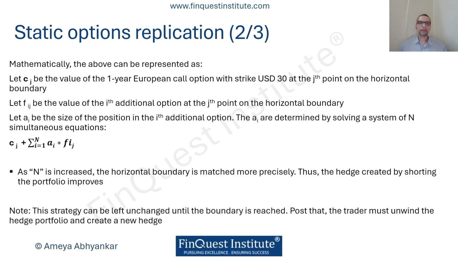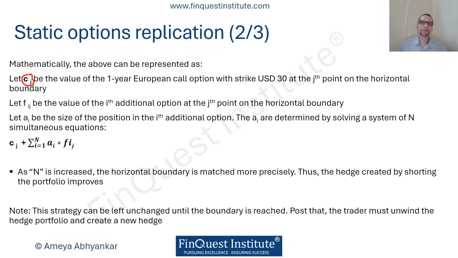Now, let's look at mathematically how we can represent the above steps. Let's say C subscript j is the value of the 1 year European call option with a strike price of 30, at the jth point on the horizontal boundary. So this becomes our first option. Now, as we know, we are going to step back. When I say step back, we are looking at options with maturities which are less than 1 year.